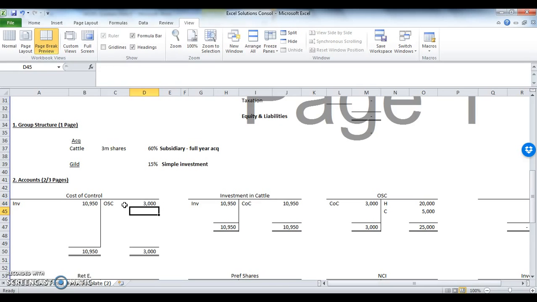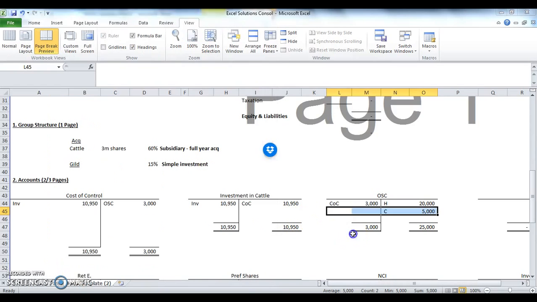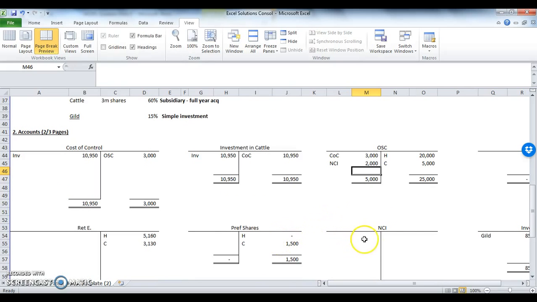So that's 3 million. And we know the balance of that ordinary share capital of the subsidiary at the date of acquisition must go to the NCI. So NCI gets 2 million, which is 40%. And again down here, I'll open up the NCI, because you wouldn't have anything at the start, of 2 million.